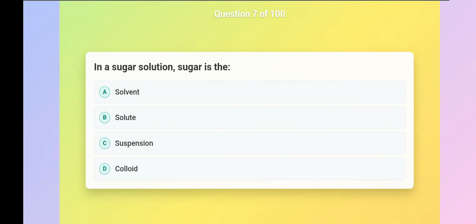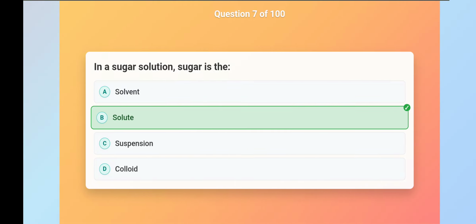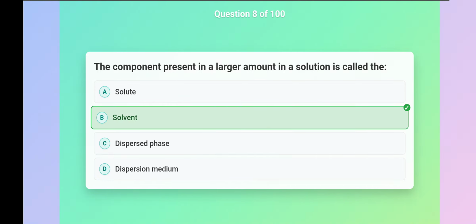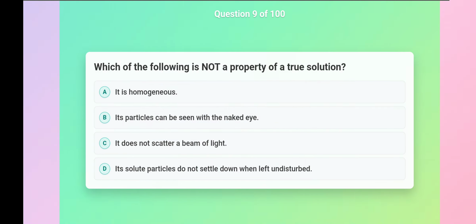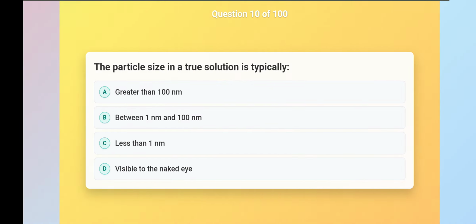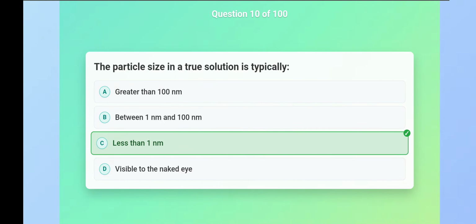In a sugar solution, sugar is the solute. The component present in a larger amount in a solution is called the solvent. Which of the following is not a property of a true solution? Its particles can be seen with the naked eye. The particle size in a true solution is typically less than 1 nanometer.